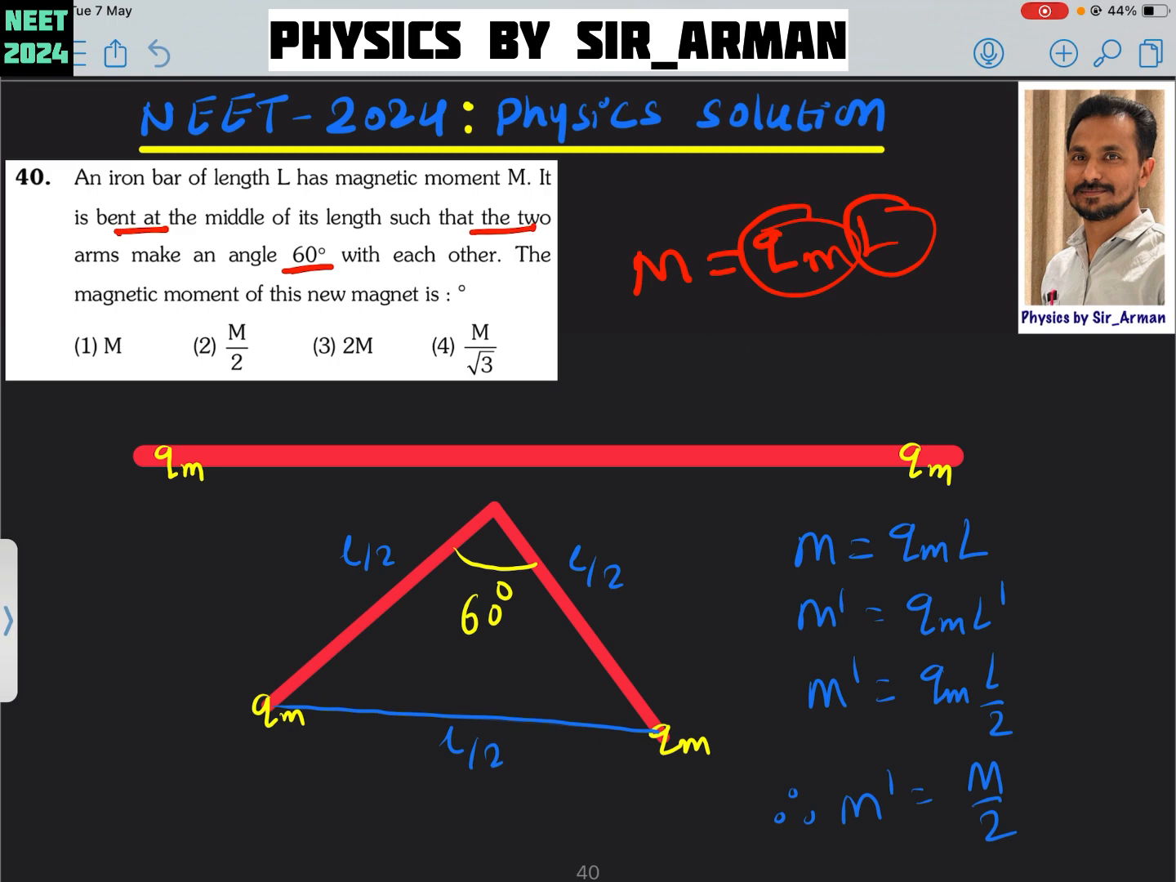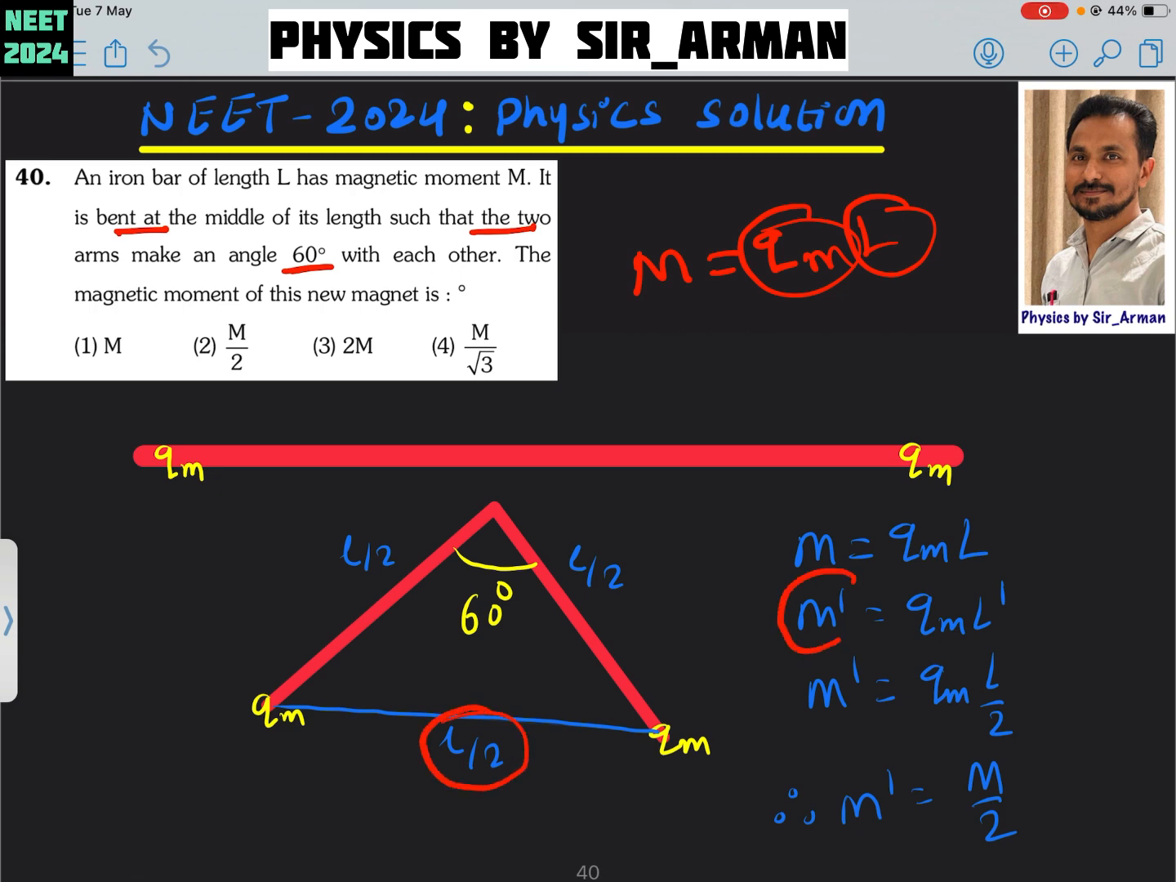Now we are bending from the center such that it makes an angle of 60 degrees, so it forms a triangle, right? If I draw another line here, this length is also L by 2, because the angle given here is 60 degrees and these two sides are equal. So of course the third will be equal, right? So now we have our two poles which are separated by distance L by 2, right?